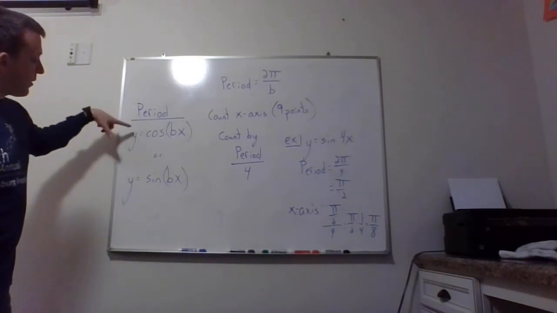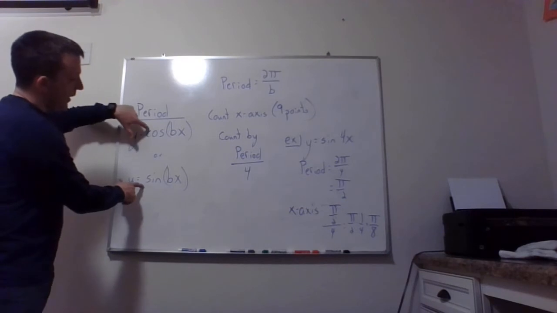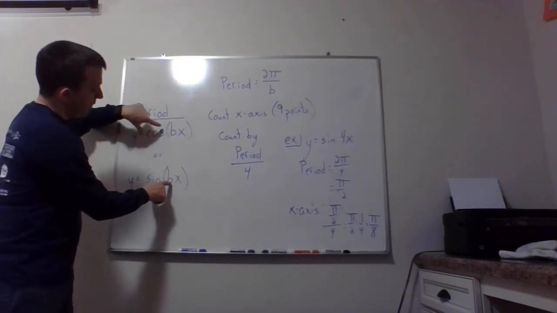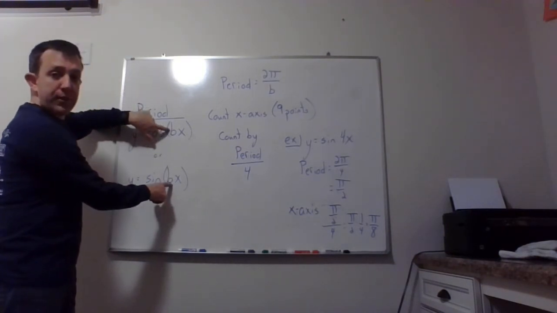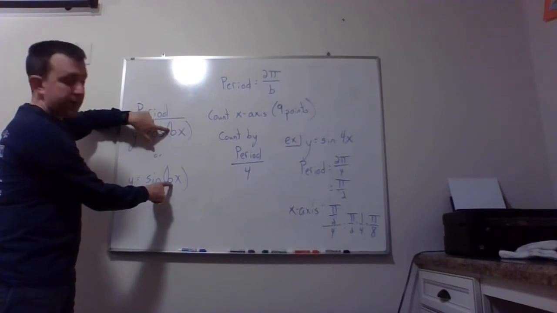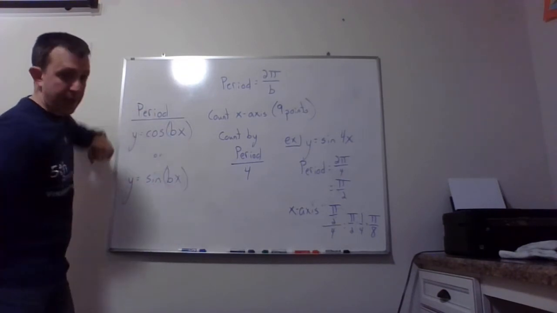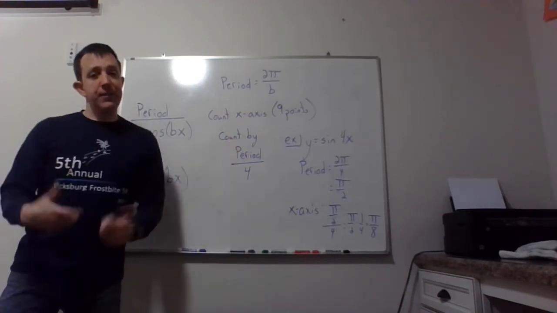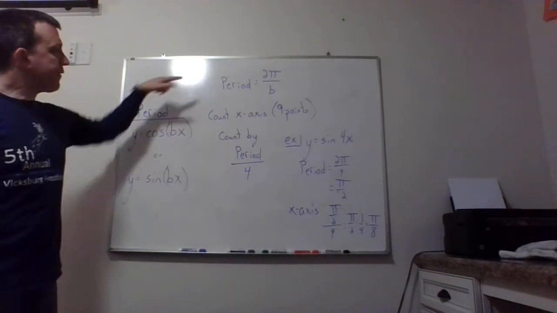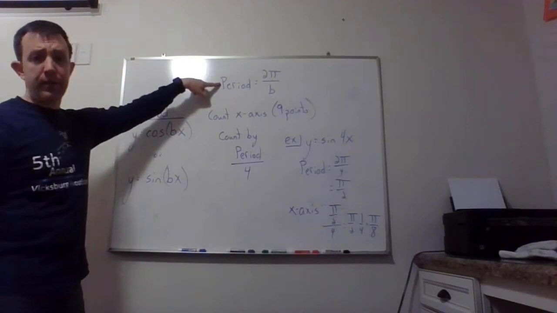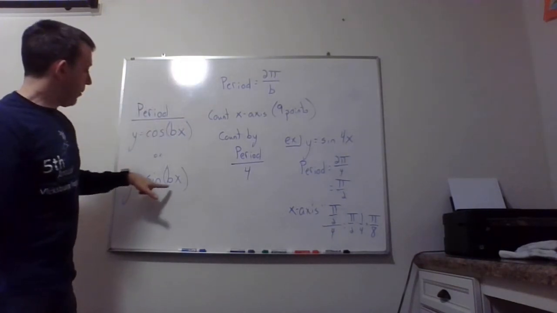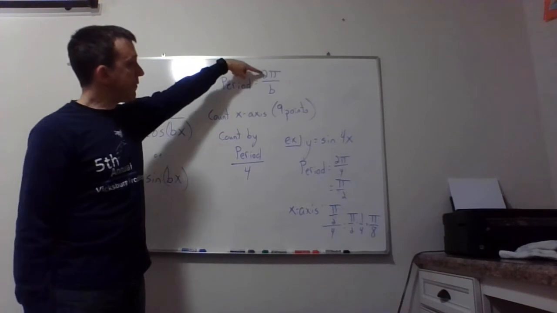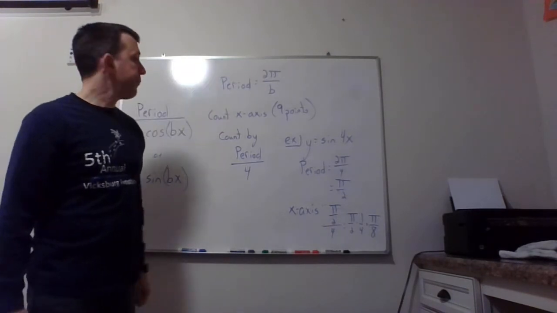Now, when we are looking at graphs, or really any time, the period will change if we put a number in and multiply by x. So you'll see here the bx's on the inside. That's going to be a horizontal stretch or compression, and here's how we're going to deal with it. First, we have to be able to figure out the period. To figure out the period, we always take that b, and we just divide 2 pi by b.